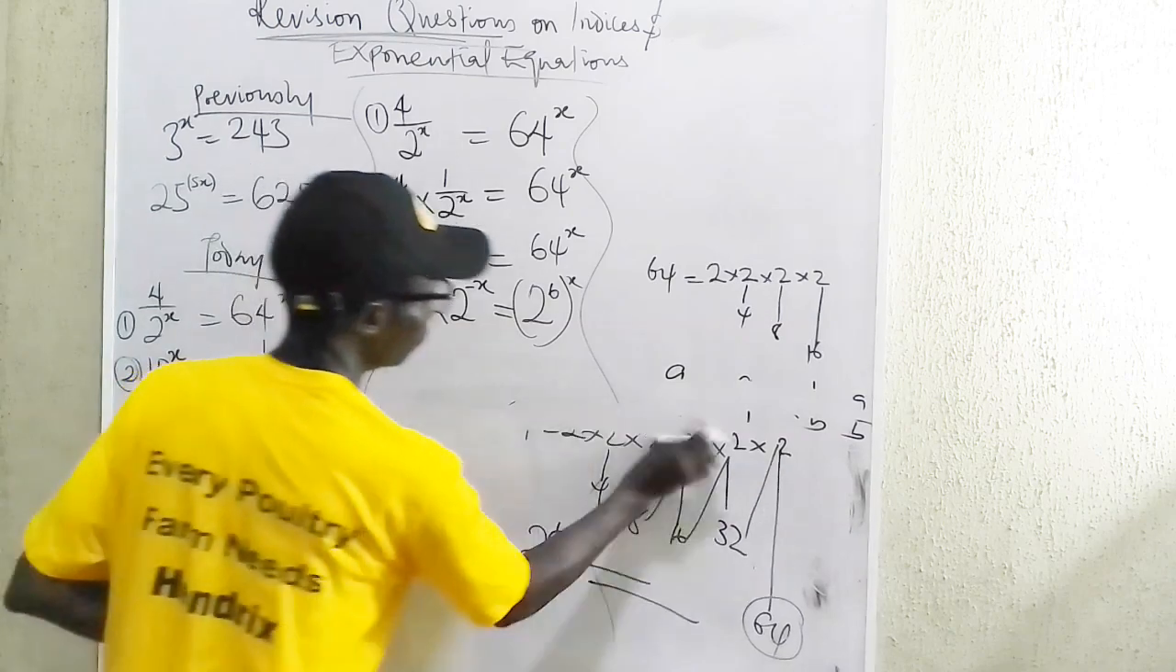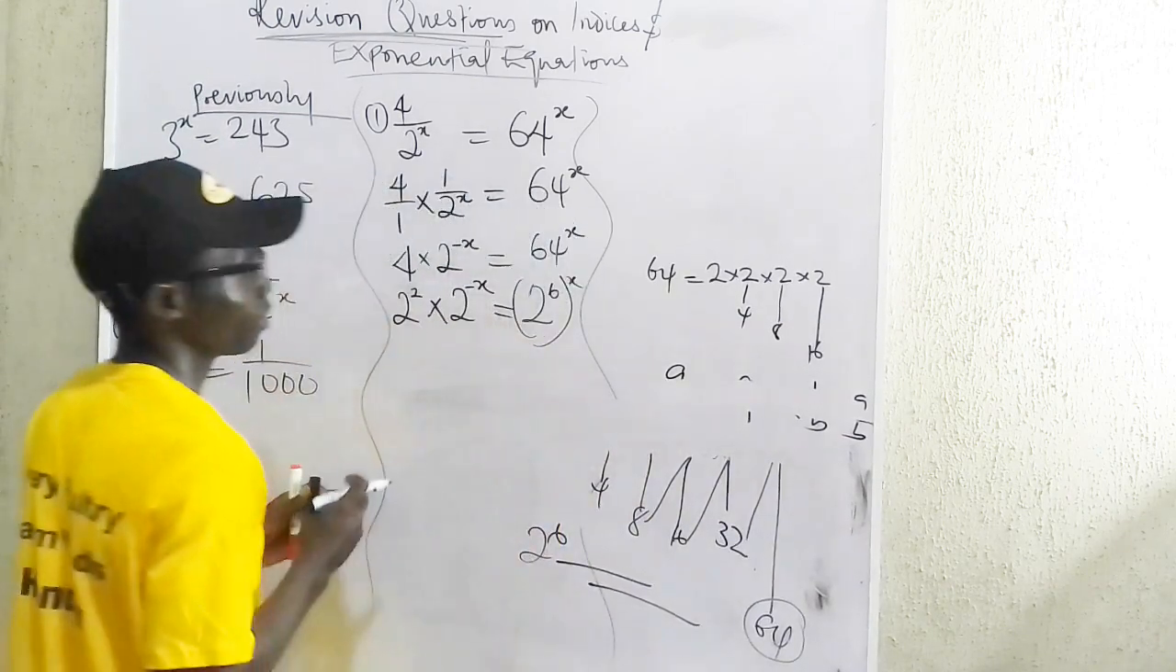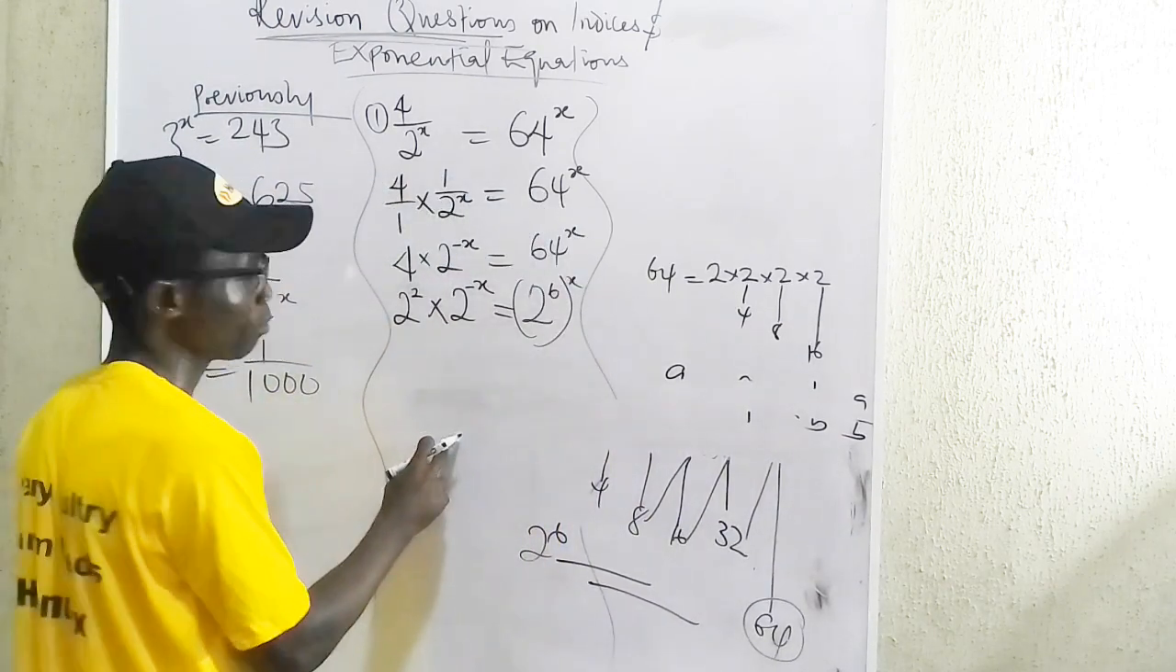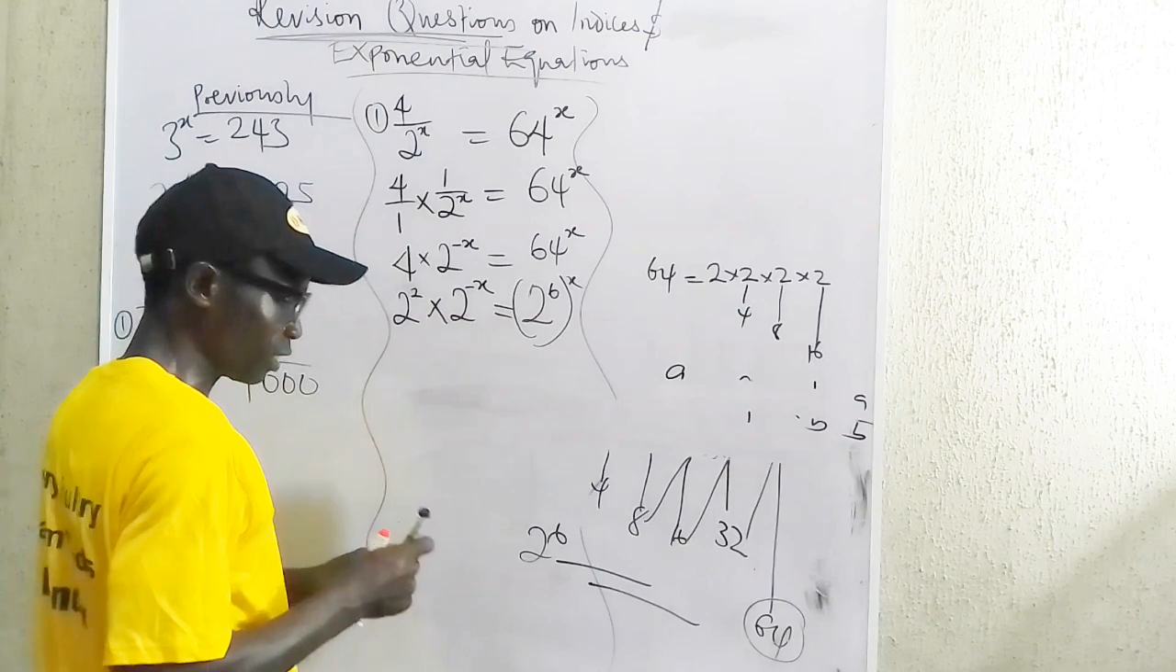Now, it's the same thing now as multiplying these two, right? Now, remember another law of indices.